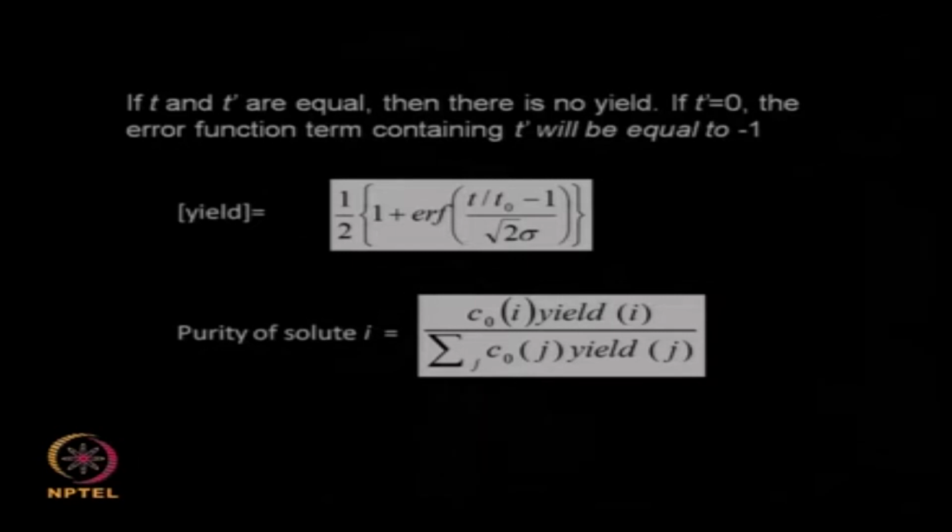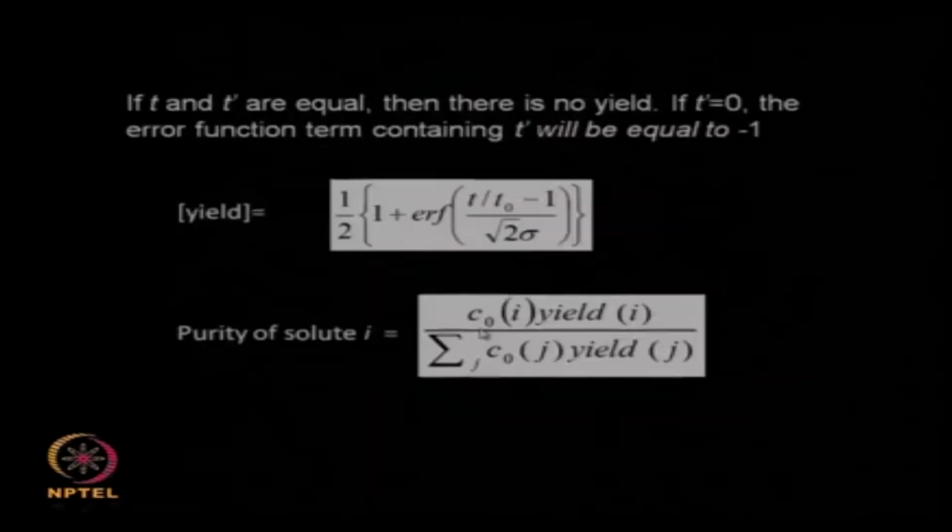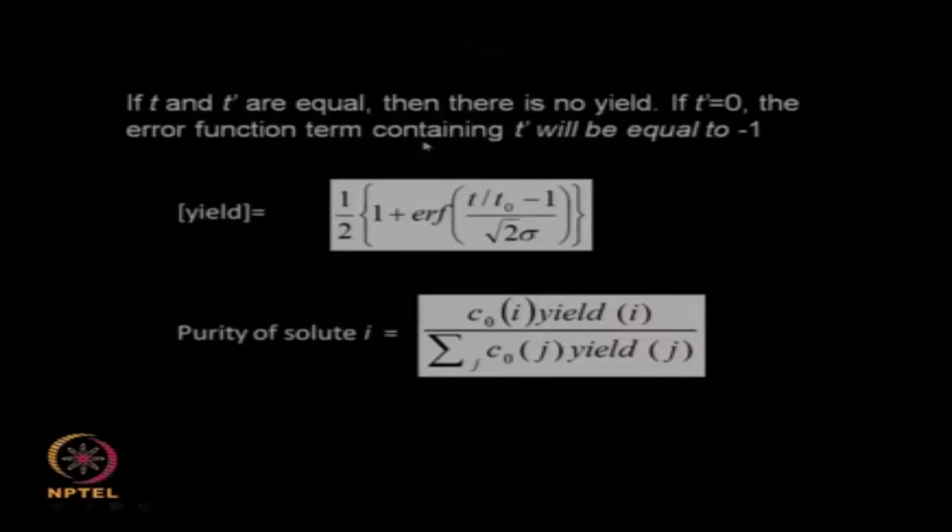Suppose we start collecting from time equal to 0, then T dash we will call 0. So when you put T dash as 0, this particular term will be equal to minus 1. So yield will become half of 1 plus erf((T/T0 − 1)/(√2 σ)). That means if I am collecting from time t equal to 0 to a time t, and if T0 is the time at which you see the maximum concentration, then yield will be given by this particular relation.